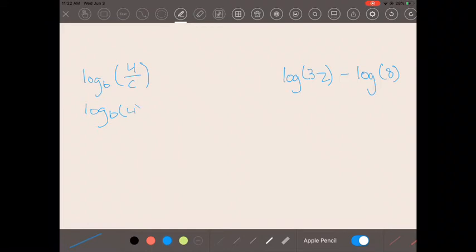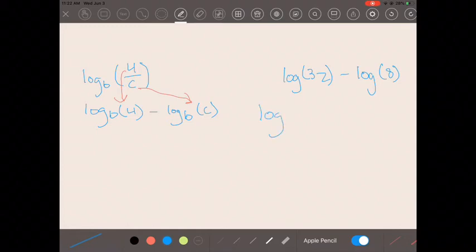Here are two more practice problems we can do using the quotient property. The first one, we're going to have to expand. We're going to take the logarithm log base b of 4 over c and expand it to log base b of 4 minus log base b of c. We can see the 4 going to the first half of the expression and the c going to the second.